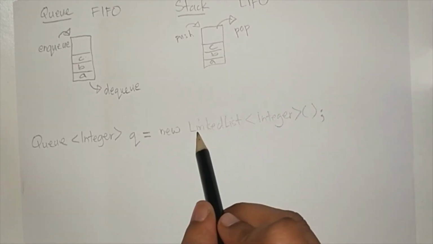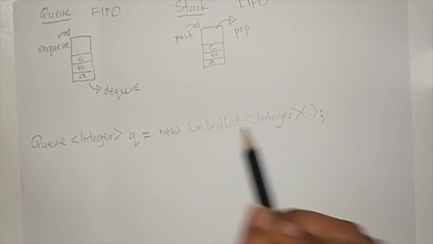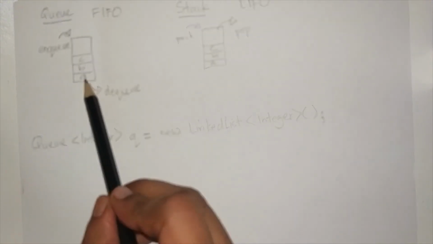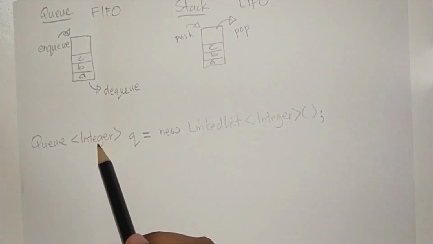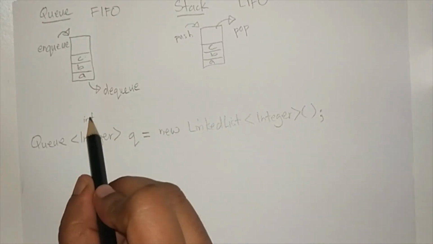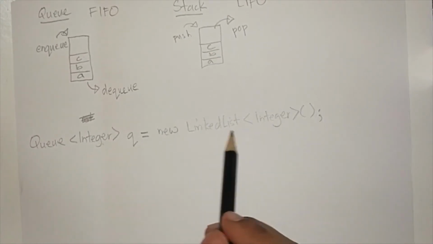You have to create an instance of the linked list class, and the data type is going to be inside your queue. So your ABCs, these are going to be integers. So this is the wrapper class Integer, not this int, right? So you're not using this int. This is how we create the queue.